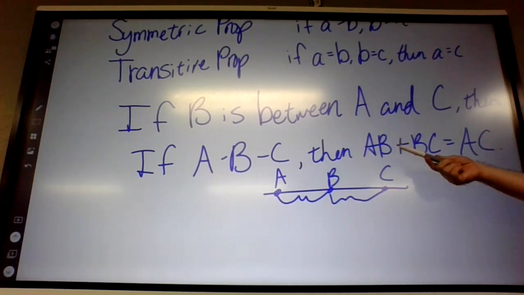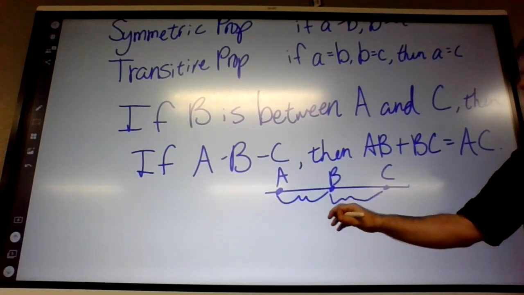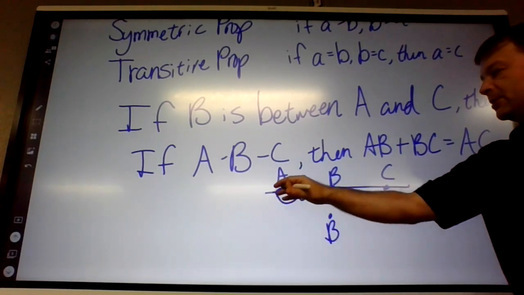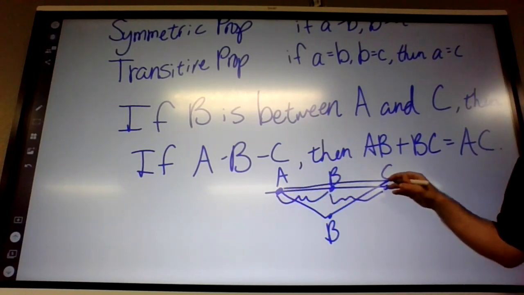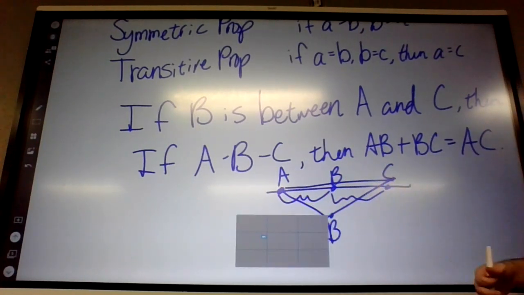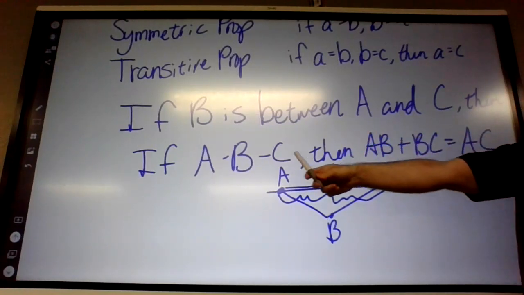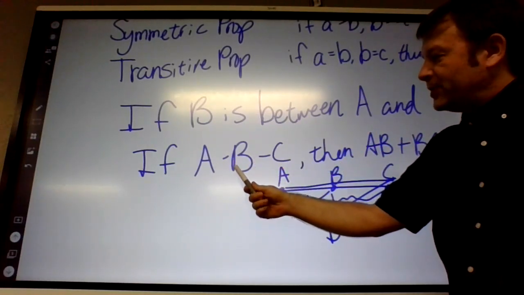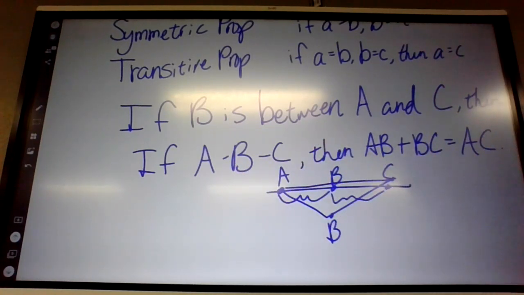So that's their definition of between. Now, if B is like right here, would AB plus BC equal AC? No, these two would be longer than that one. So anyway, this is their definition of between. If A-B-C, this means if B is in between A and C, then AB plus BC equals AC. All right, got it. Definition of between.